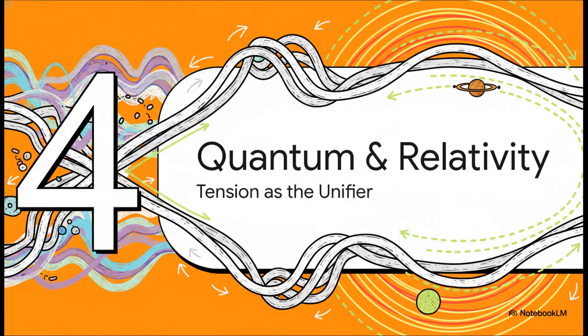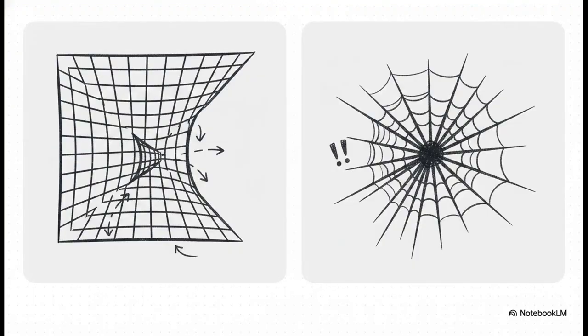Section 4. Rethinking quantum and relativity. Tension as the great unifier. Let's ground this by mapping it against the science we already know and love. We have our familiar baseline, Einstein's general relativity, which tells us gravity is the geometric curvature of space-time. But ozomechanics reframes this completely.